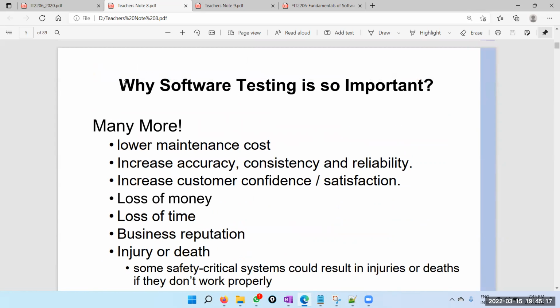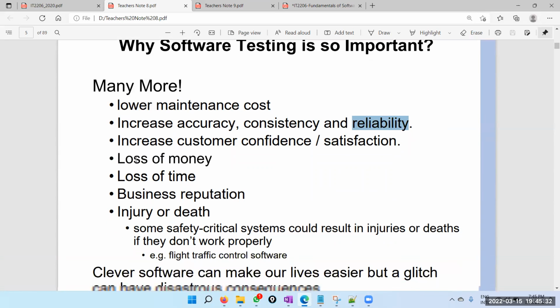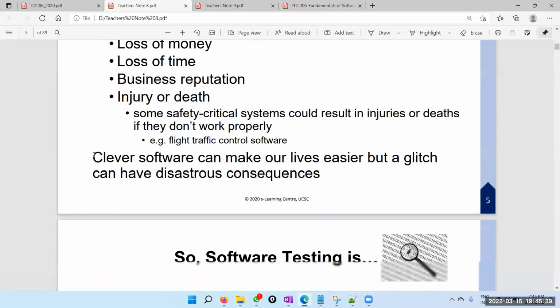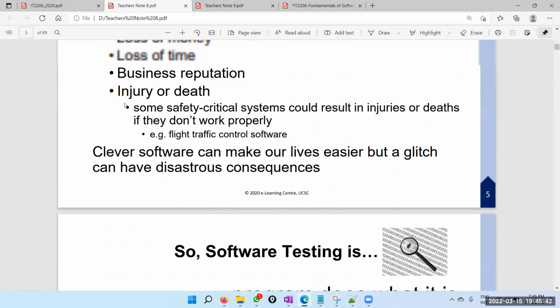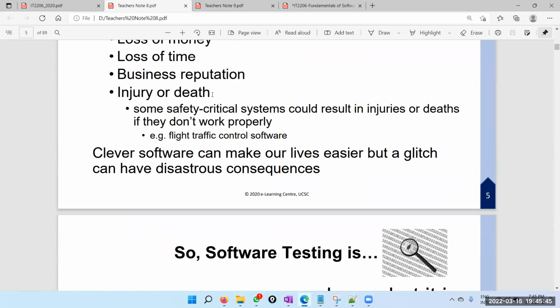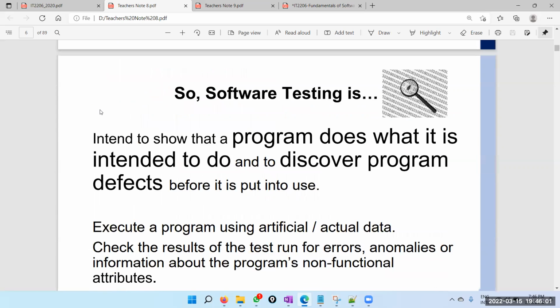If you do proper testing, there are a lot of advantages: lower maintenance costs, because during maintenance we are not going to face many issues. It is accurate, consistent, reliable, and customer satisfaction is also high. Otherwise we have to unnecessarily spend money fixing those things. Injury and death apply to very critical software, like software developed for a vehicle or a life support system. Otherwise there won't be any injuries or death due to a bug in something like a banking system.